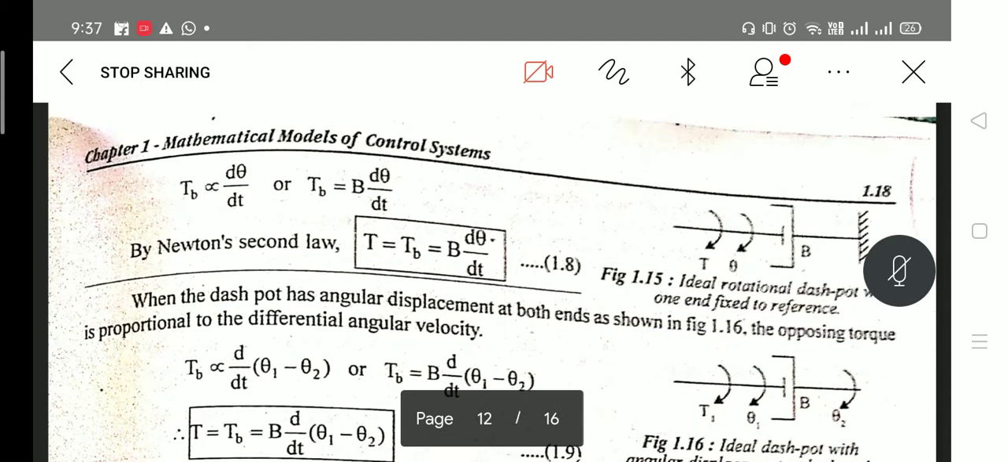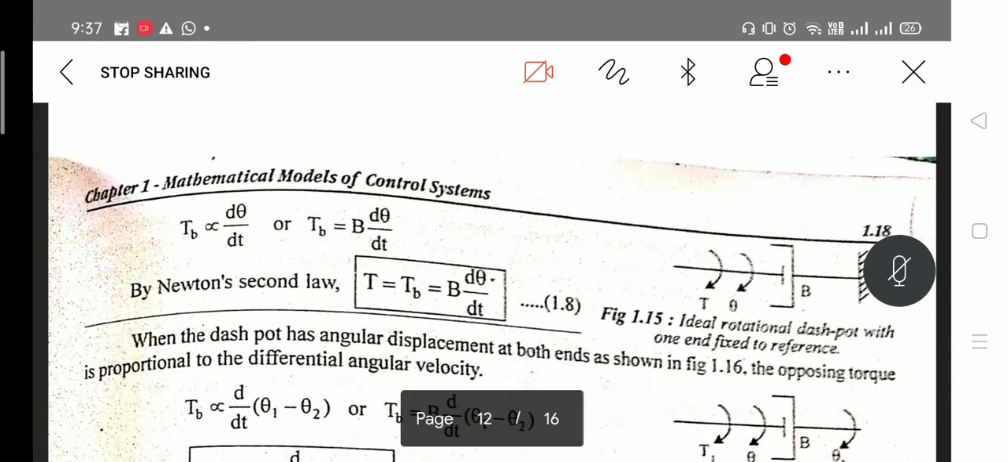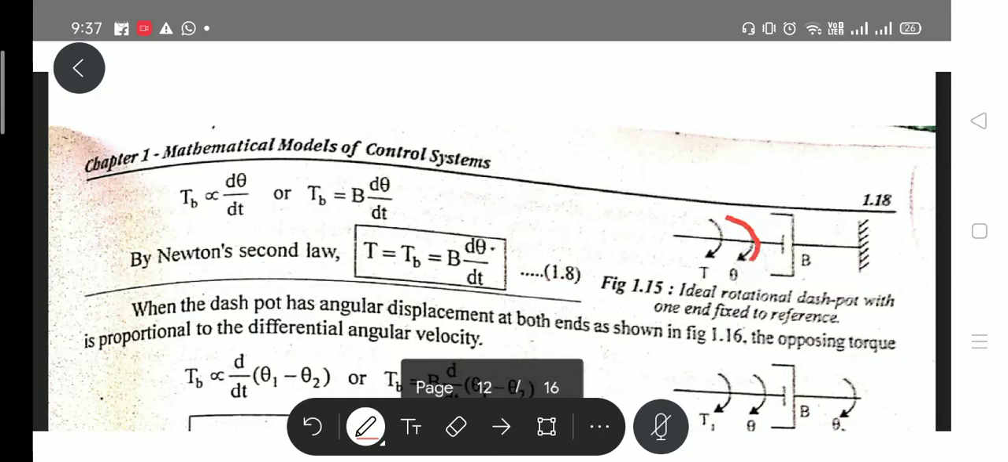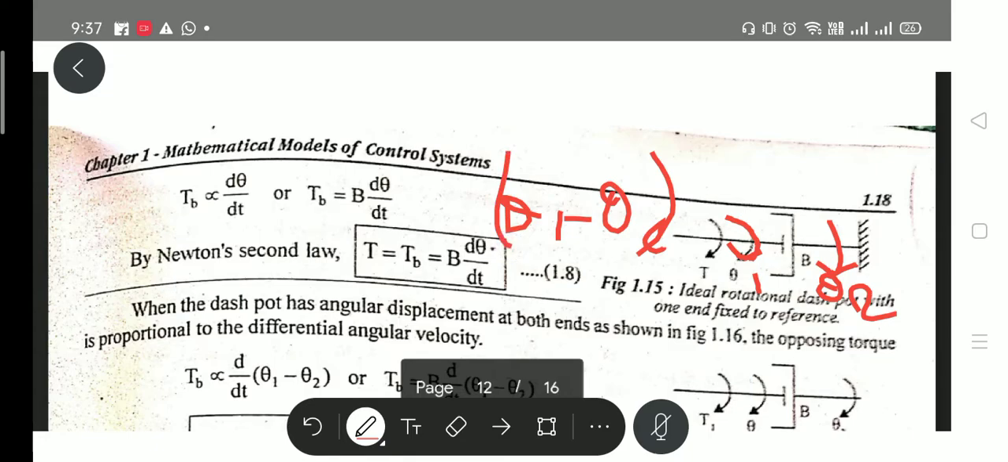We can apply these angular displacements on both sides. This is theta 1 and this is theta 2. So in that case, in place of theta, we have to take theta 1 minus theta 2, same formula. Tb is equal to b into d by dt of, in place of theta, theta 1 minus theta 2. This is the angular displacement applied at both the ends.